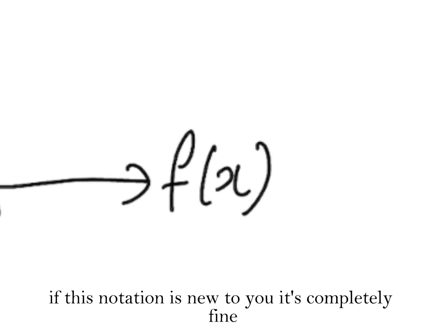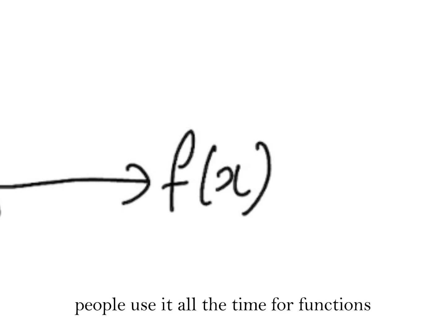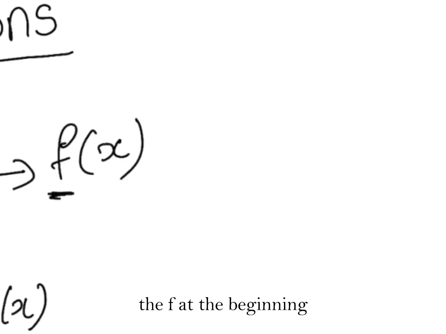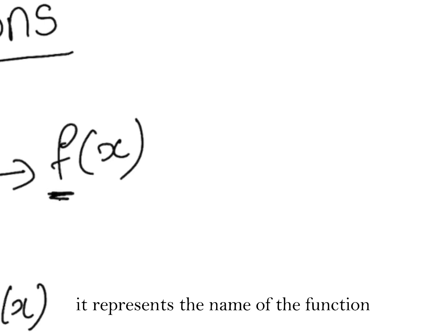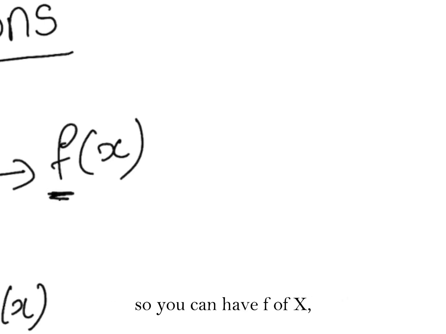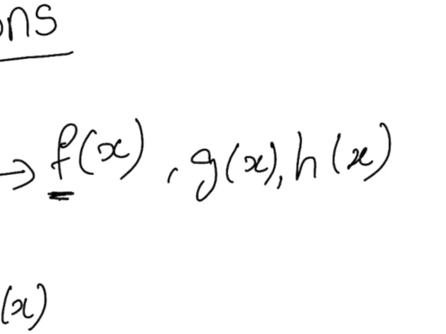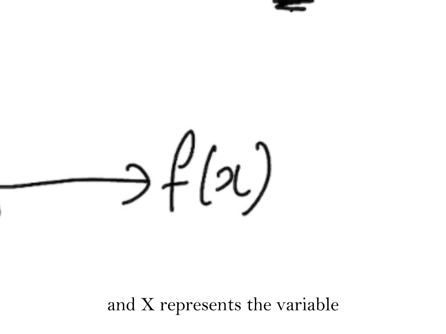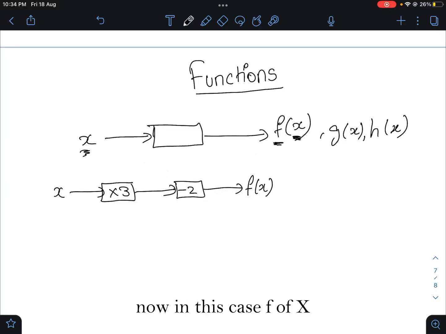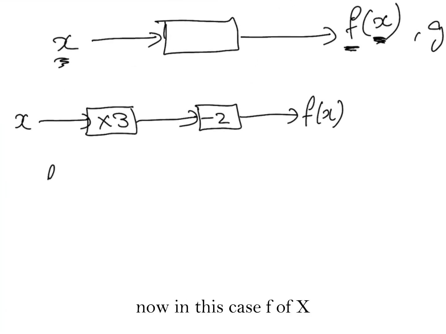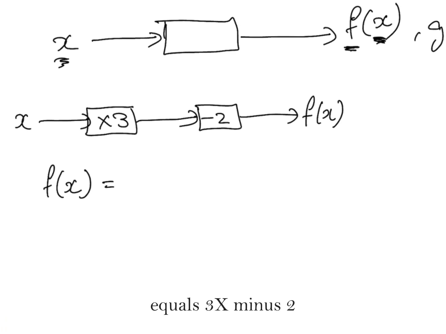If this notation is new to you, it's completely fine. People use it all the time for functions. F at the beginning represents the name of the function. So you can have f of x, g of x, h of x, any letter actually. And the x represents the variable. Now in this case, f of x equals 3x minus 2.